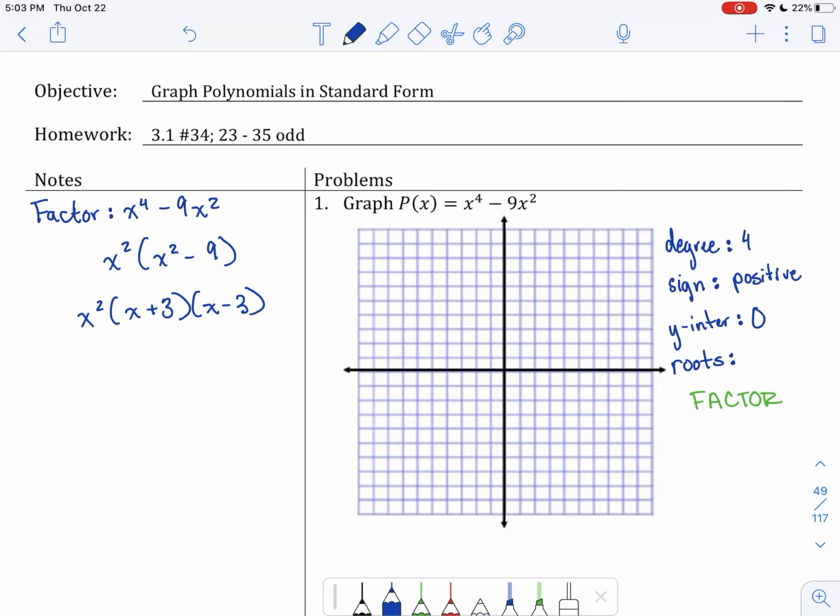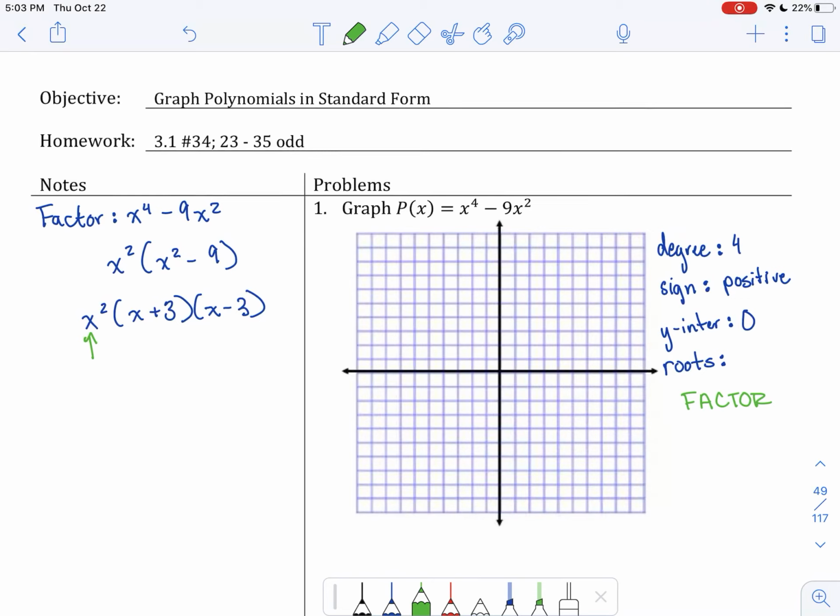Now, if we look here, we see that we have a multiplicity of roots here that's even. So again, remember that means that at the point 0, because that's the root for this factor, it's either going to do this or it's going to do this. It's going to bounce at that point. So I can start plugging in our points, positive 3 and negative 3 as our roots based on our factored form.